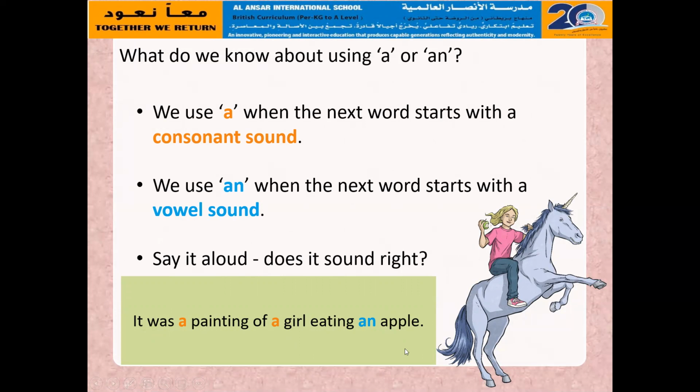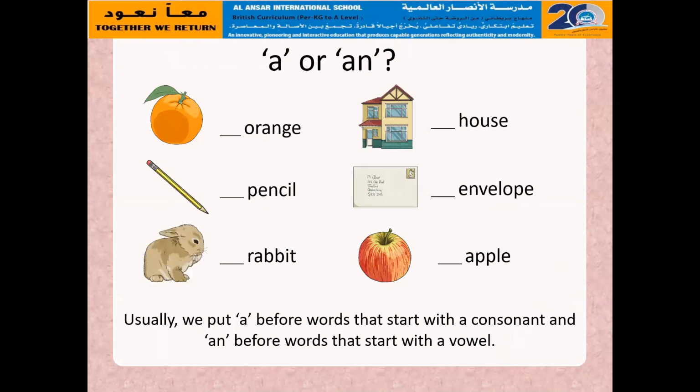The last rule is the say it out aloud rule. If you say it out aloud, does it sound right? Okay, so these are the rules that we know about using a or an. Now let's use those rules and do some examples. Usually we put a before the words that start with a consonant, and we use an before words that start with a vowel. So let's do some practice. At the bottom, you have the rule if you forget it.